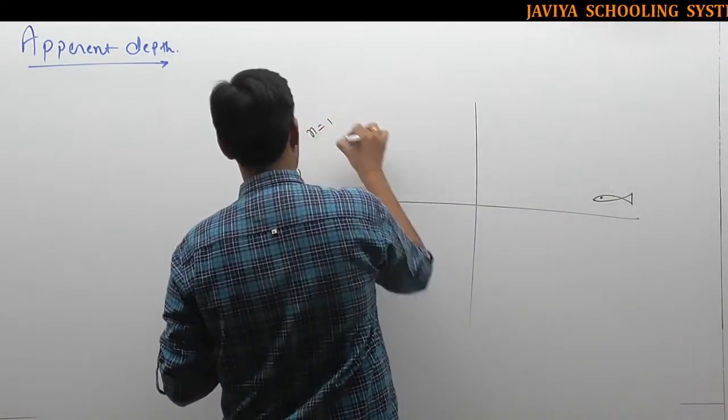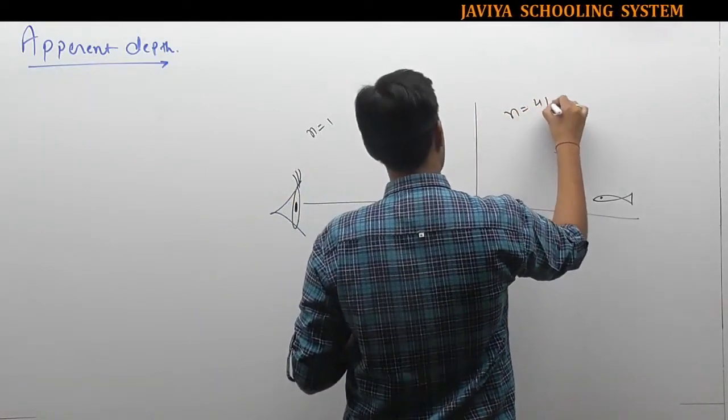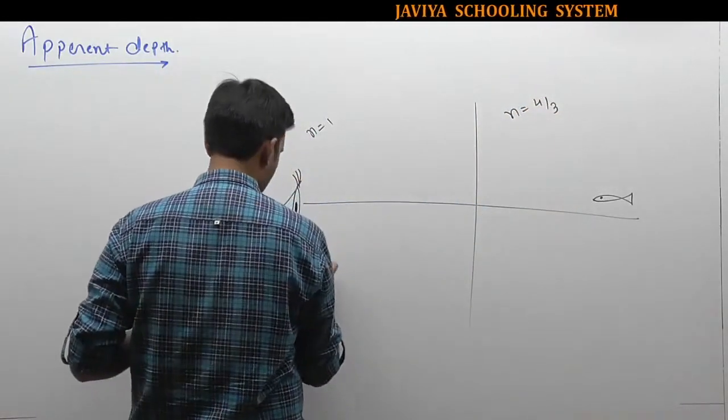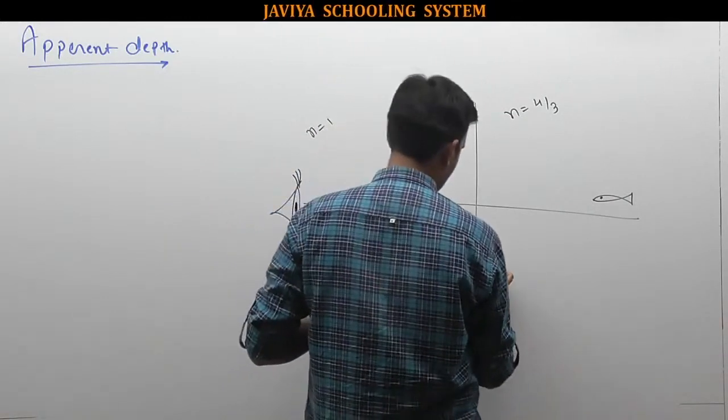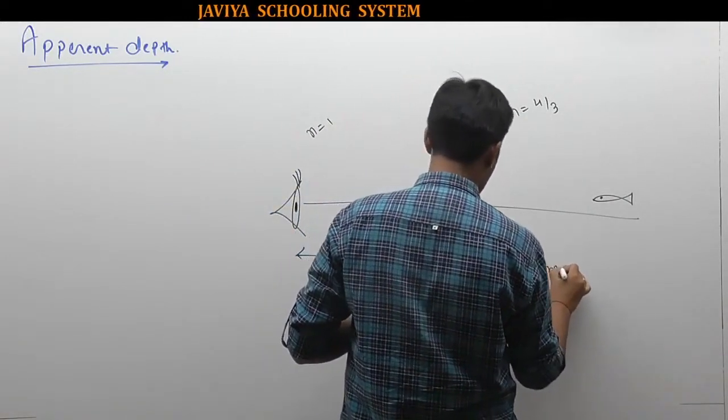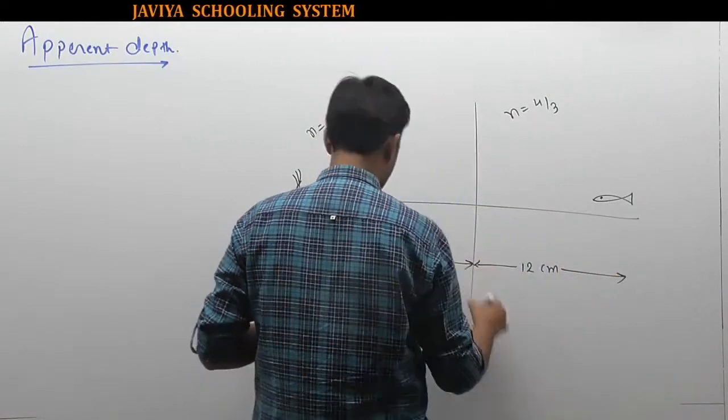So this is n is equal to 4/3. This is 20 centimeter and this is 12 centimeter.